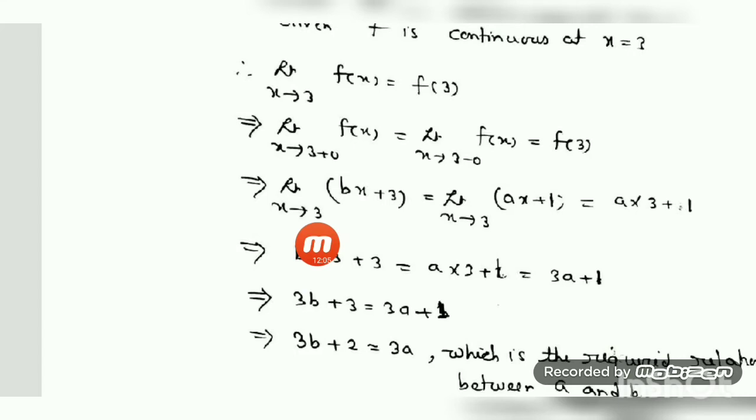In place of x we have to substitute 3. So b into 3 plus 3, and this is a into 3 plus 1, which is 3a plus 1. Both the left hand limit and f(3) are 3a plus 1, so I have written it only once. And the right side is 3b plus 3.